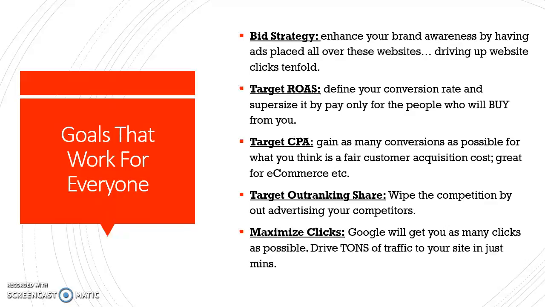And the next one here is target outranking share. Basically, what this means is just wiping out your competition by out advertising your competitors. So that's exactly how it sounds. What you're doing is you're just dominating your ads in a certain area. So let's say, for example, that you're a car mechanic. You can outbid and outspend every car mechanic that's running online ads, just like you are, and you can just have your ad show and basically kind of shuffle them down and wipe them out and make sure that their ads aren't showing as much, if even at all.